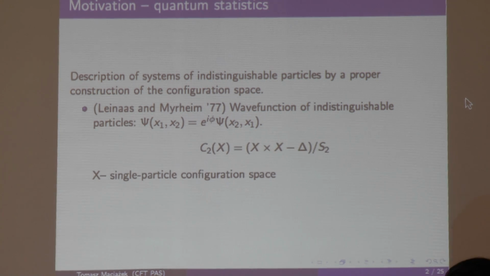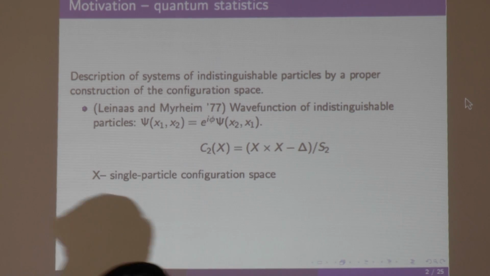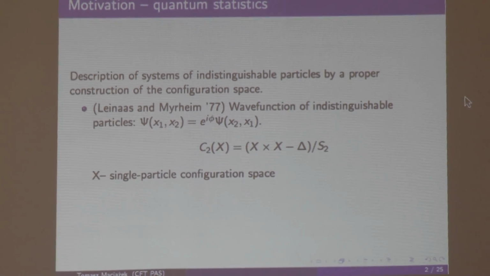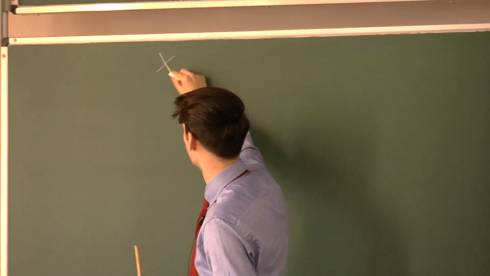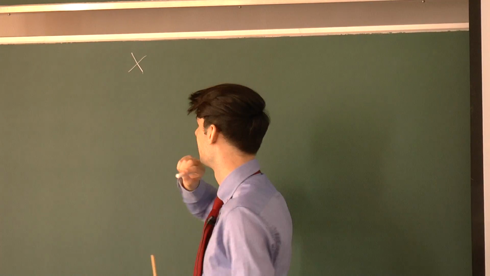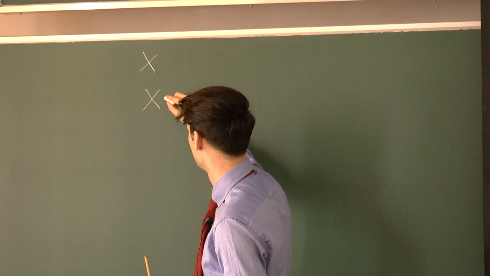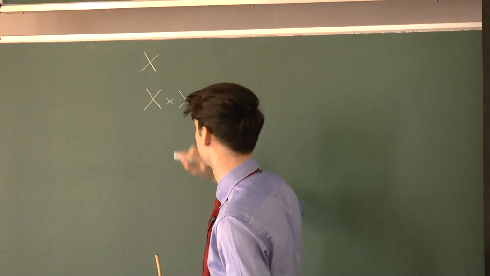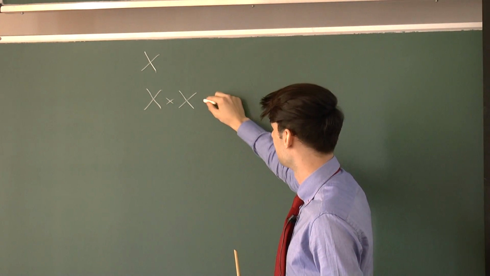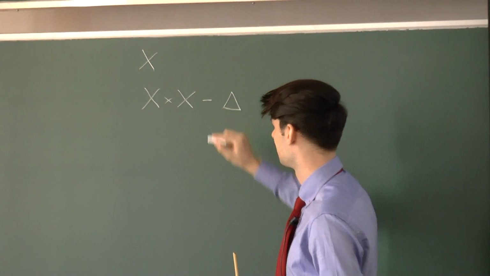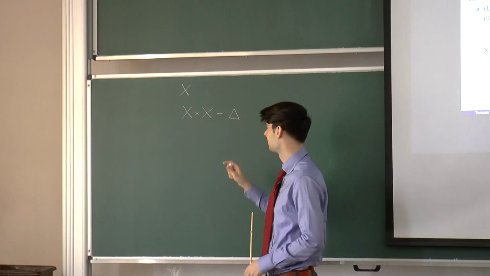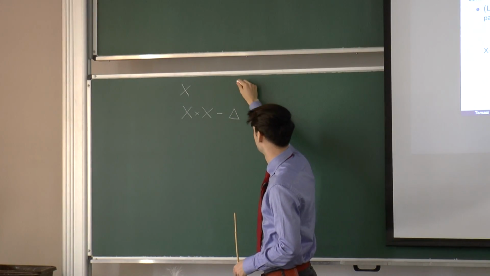So what we do is we take, let's focus on two particles first. X is a one particle configuration space. When you put two particles, we have X Cartesian product with X. We don't want the particles to collide, so we subtract the diagonal.